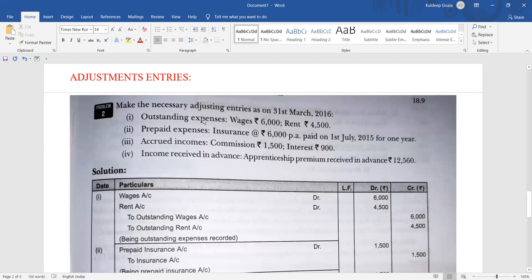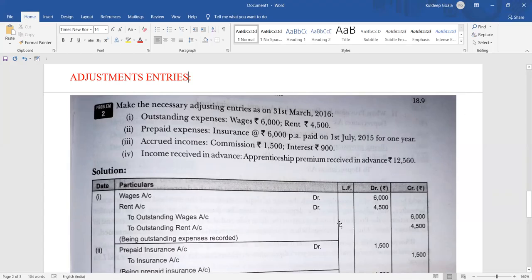This is the entry. So what will happen with wages? Wages outstanding and rent outstanding, right? So how are we going to put it? First of all, it will be expenses account debit. That means wages account debit 6,000, rent account debit 4,500, to outstanding expenses account. That is, to outstanding wages account 6,000, to outstanding rent account 4,500. So the general entry will be like this: wages account debit 6,000, rent account debit 4,500, to outstanding wages account 6,000, to outstanding rent account 4,500.